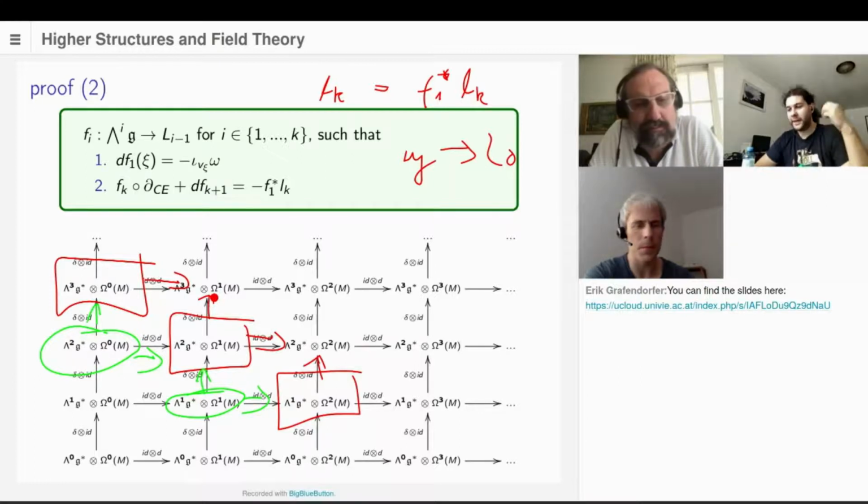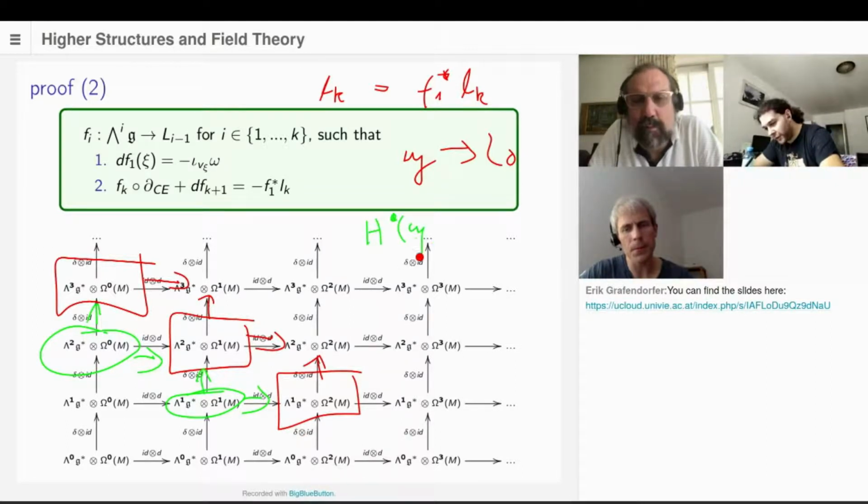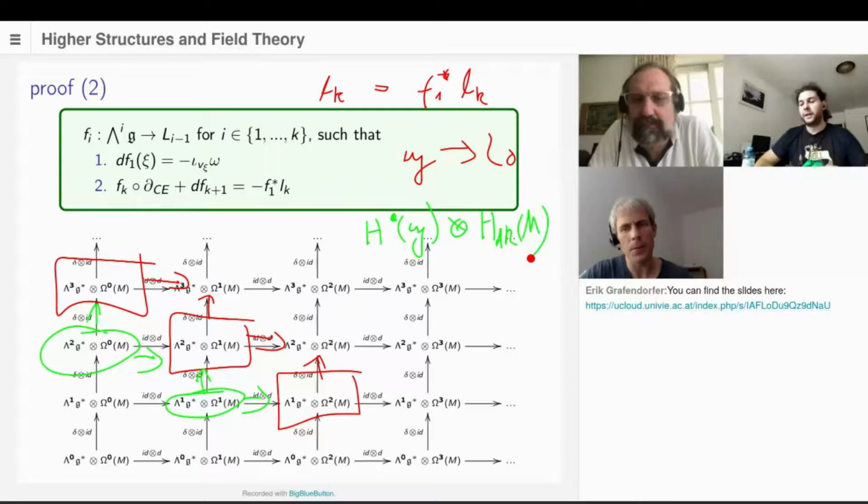Hence, basically up to a lot of reordering, potentials in this double complex are exactly comoments, and the cohomology of this double complex, after a Künneth theorem, will be the tensor product of the Lie algebra cohomology and the de Rham cohomology.